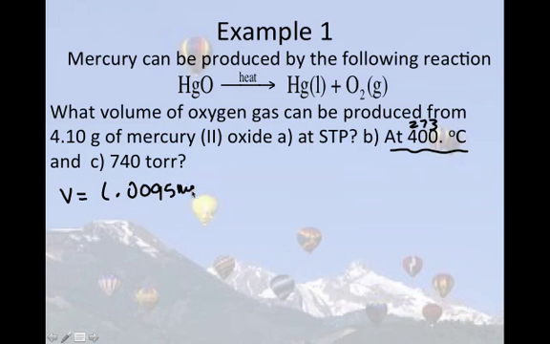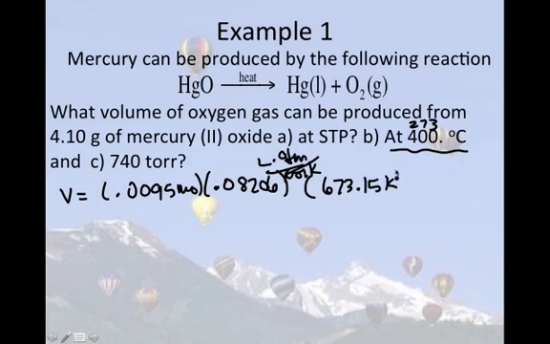0.095, we'll say, times R, 0.08206, and that's liters times atmospheres over moles times Kelvin. And then my Kelvin temperature, 673.15 kelvins. And now divide by our pressure, which we would still assume is 1 atmosphere, because all we did here was change the temperature, right? So now, what do we get?